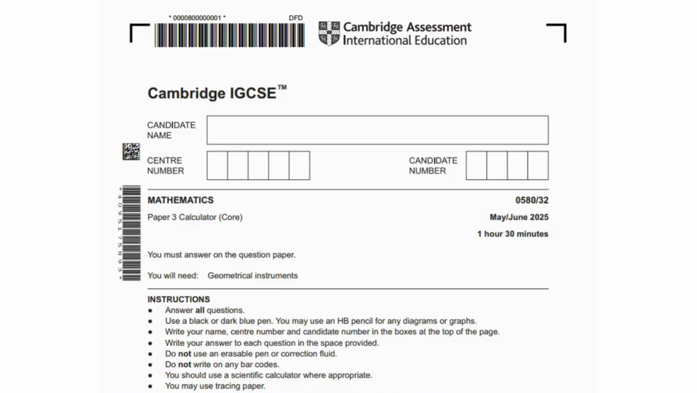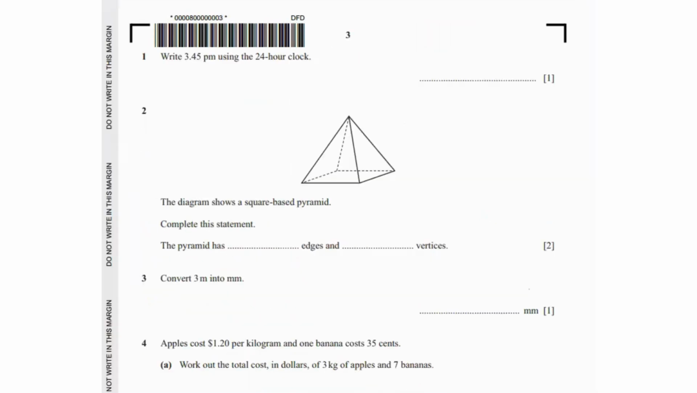So without further delay, let's start with this one. So it says write 3.45 p.m. using the 24-hour clock. So using the 24-hour clock, 3.45 becomes 15:45.